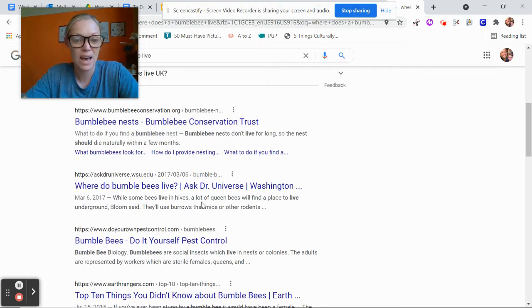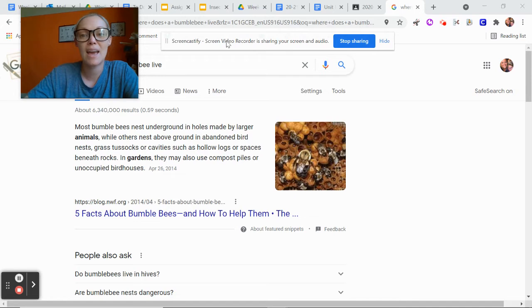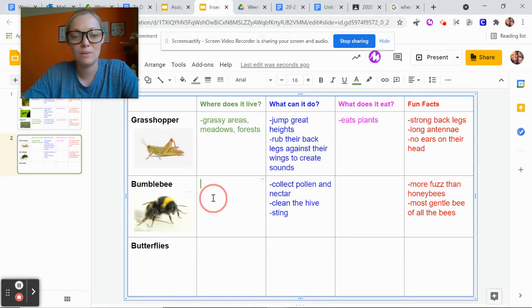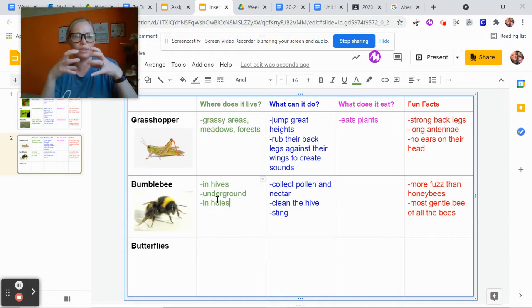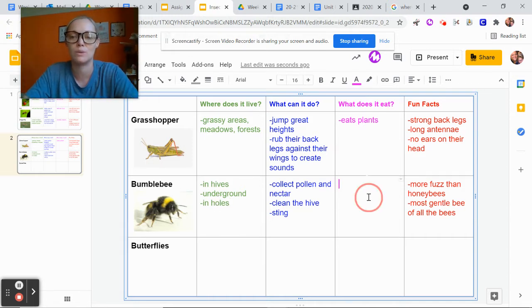While some bees live in hives, a lot of queen bees will find a place to live underground. So let's add in here that they can live in hives, underground, or in holes. Maybe holes in logs or holes in the ground, wherever they can find a little spot to build their hive. So in hives, underground, and in holes.